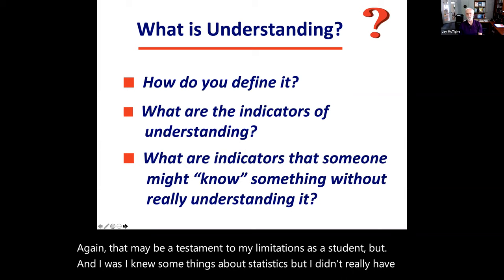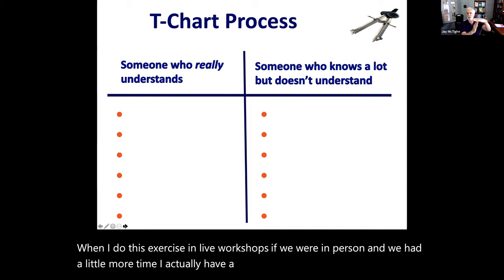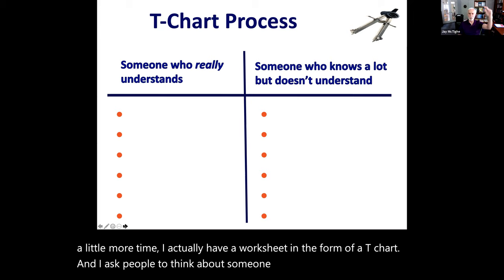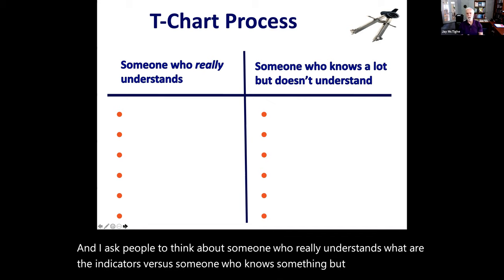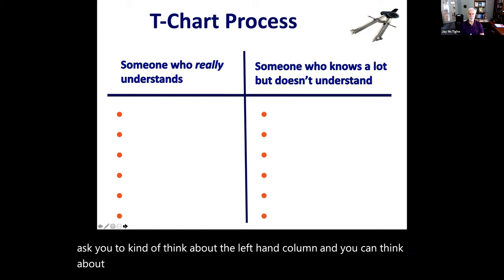When I do this exercise in live workshops, if we were in person and had a little more time, I actually have a worksheet in the form of a T-chart, and I ask people to think about someone who really understands, what are the indicators, versus someone who knows something but doesn't understand deeply. So we don't have the time, nor do you have a worksheet, but I am going to ask you to think about the left-hand column. And you can think about this in one of two ways.